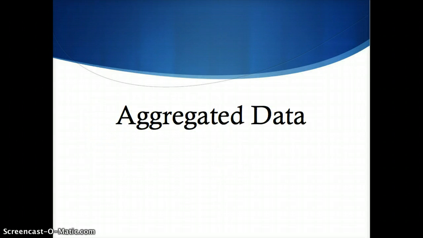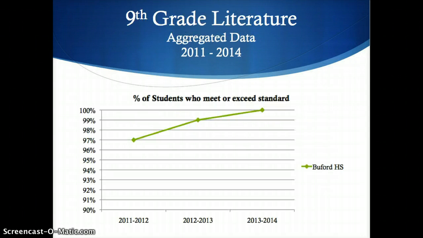We'll start first with the aggregated data. The first graph shows the percent of students who met or exceeded the standard each year in 9th grade literature. We tested about 228 students the first year, about 281 the second year, and about 276 students the third year. There are very high expectations at Buford High School, and our students did very well as a whole throughout the year.